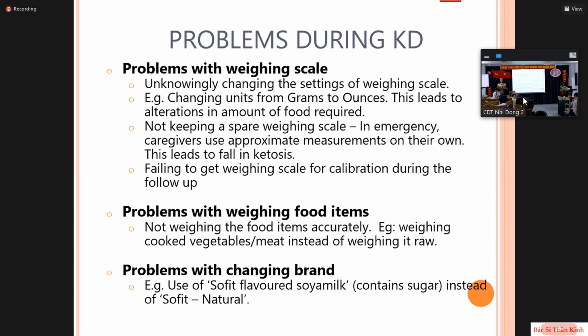So we always ask them to go for the natural version, which is unsweetened, but sometimes they unknowingly buy the flavored soya milk, which contains sugar, and that can lead to a drop in ketones. So what I tell my patients many times, if they are unable to understand, they just take a photograph of the food label and they can just send it to me via email or use an app like WhatsApp, and I can just check the amounts on the label, and then give them the approval whether they should go ahead with it or not.